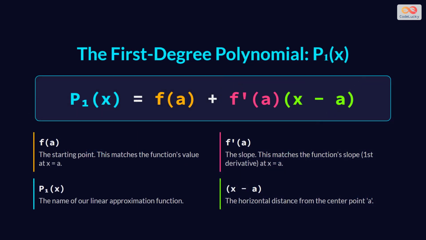This linear approximation is our first-degree Taylor polynomial. Called p sub 1 of x, the formula is p sub 1 of x equals f of a plus f prime of a times the quantity x minus a. Here, f of a sets our starting height, f prime of a sets the slope, and x minus a measures how far we are from our starting point.